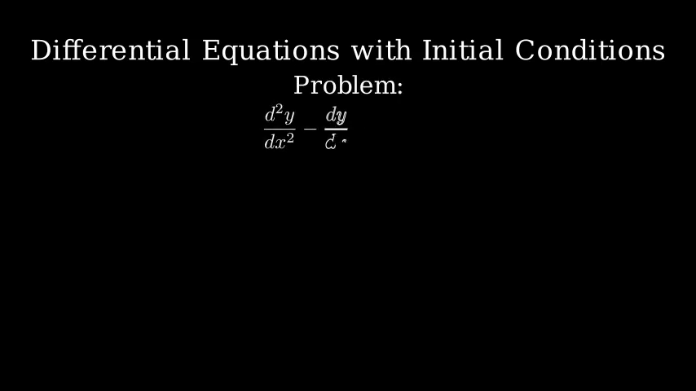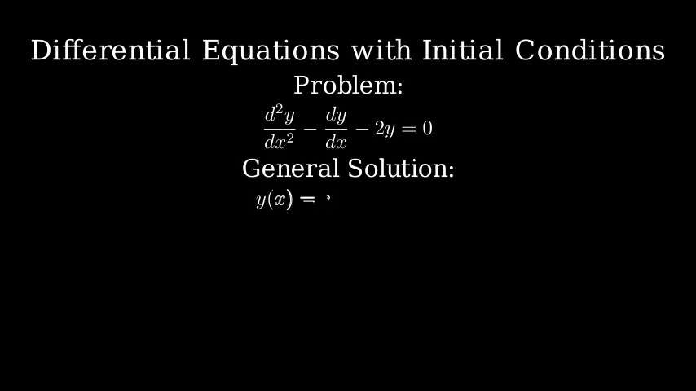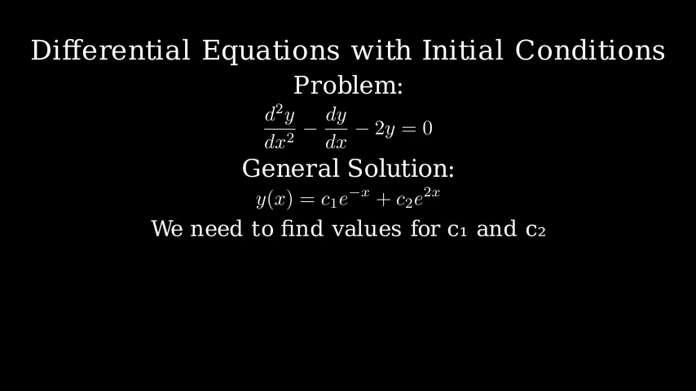We have a second-order differential equation, d squared y over dx squared minus dy over dx minus 2y equals 0. We're told that the general solution to this differential equation is y of x equals c1 times e to the negative x plus c2 times e to the 2x. Here, c1 and c2 are constants that we need to determine based on initial conditions.